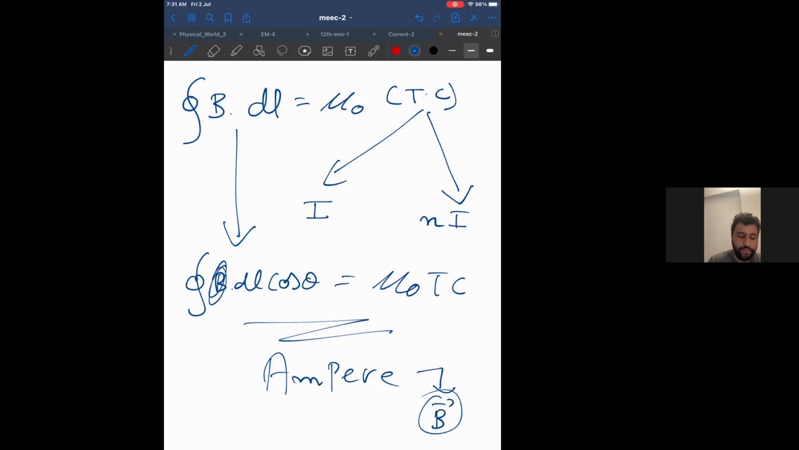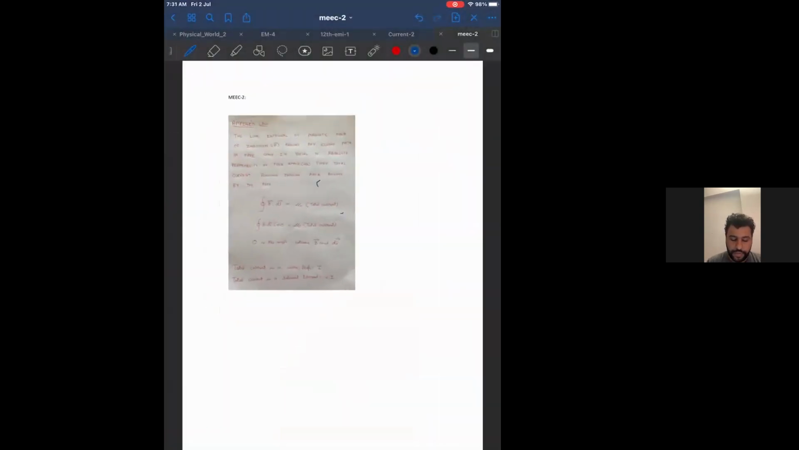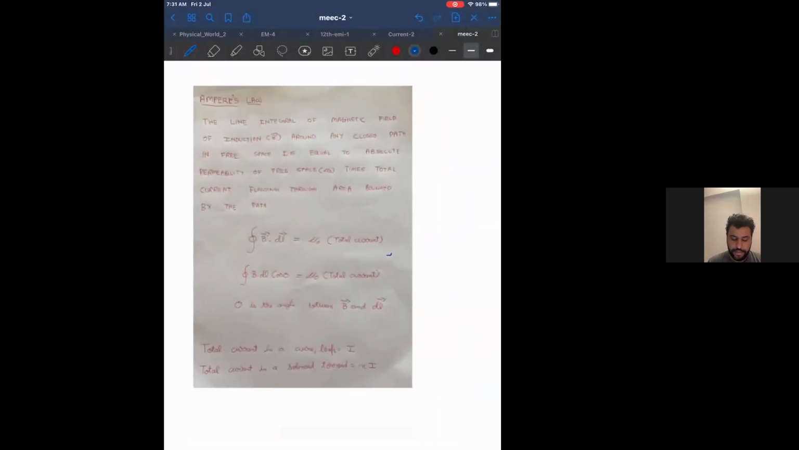Okay, so now I'll show you the wordings again. I have told one more thing: the total current in a loop or in a wire will be only I, because a loop will have a single turn and a wire will have no turn, therefore N is 1. But total current in a solenoid and toroid will be Ni. Therefore, depending on the situation, whether it is a wire, loop, solenoid, or toroid, I have to substitute either I or Ni.